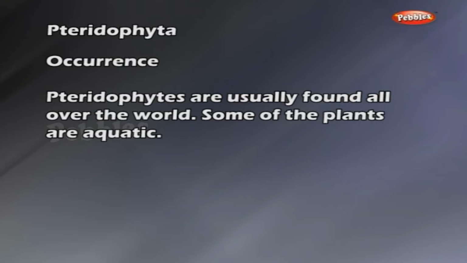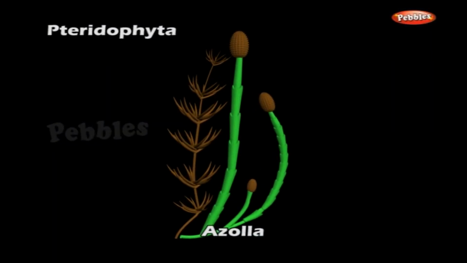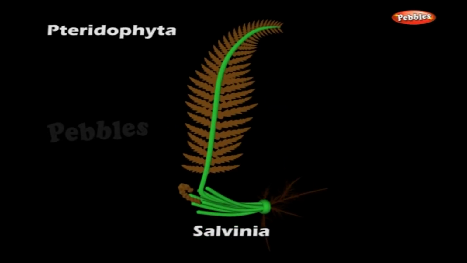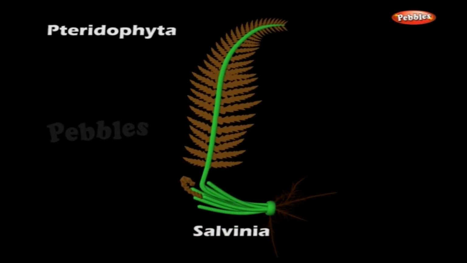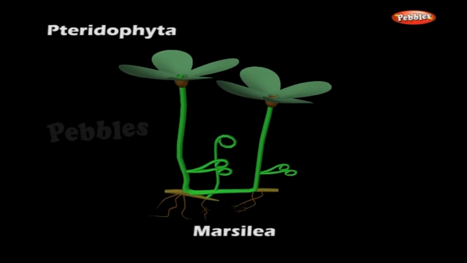Occurrence. Pteridophytes are usually found all over the world. Some of the plants are aquatic. Example: Azolla, Salvinia, Marsilea.